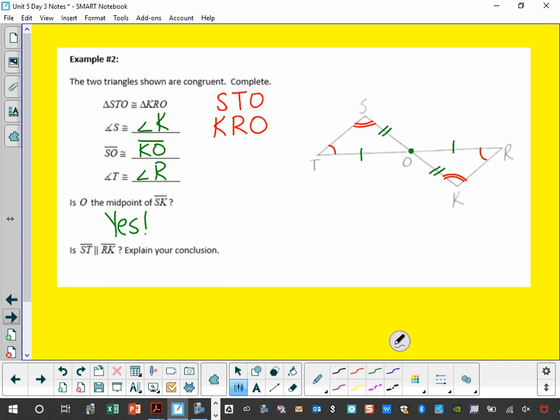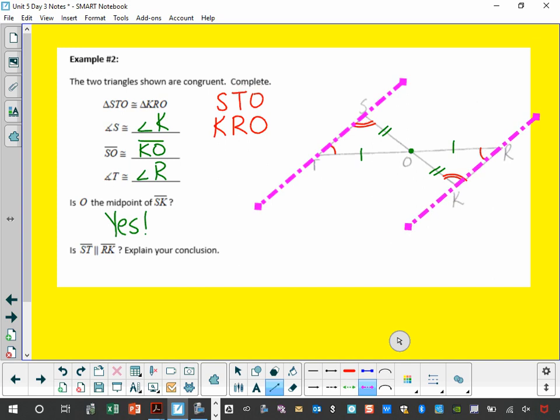Technically, which we'll learn later on in the unit, your next question says, is ST parallel to RK? And our answer is yes. My conclusion is everything I just wrote in that picture. If O is my midpoint, I know those segments are congruent to each other. Those angles are also congruent, so therefore the lines are going to be parallel. This is kind of like our alternate interior angles that we did in unit 3. Any questions on example 2?